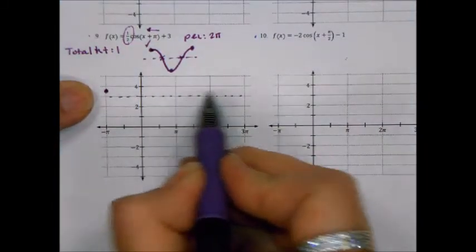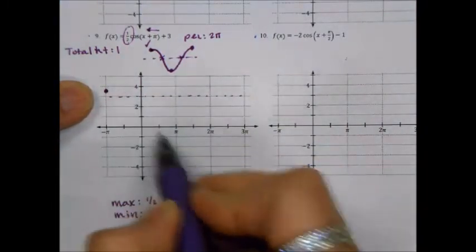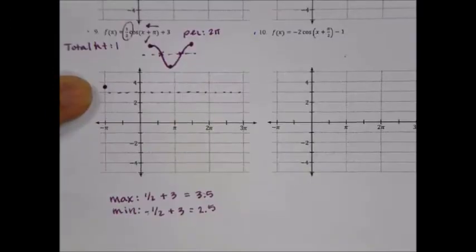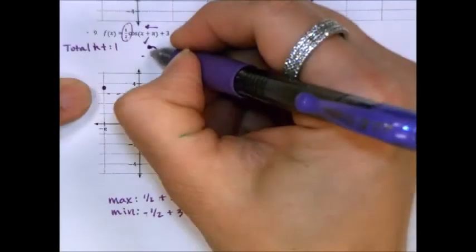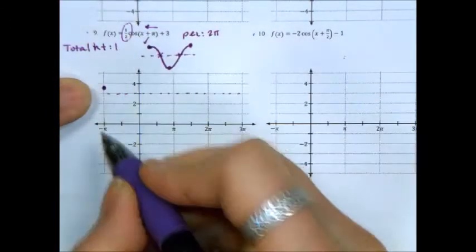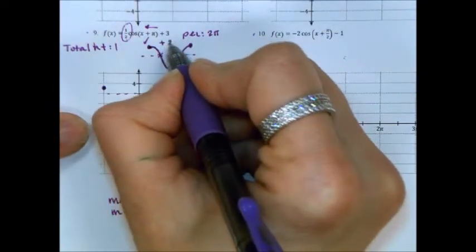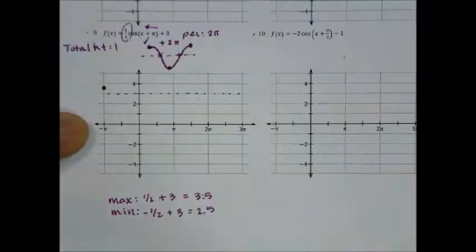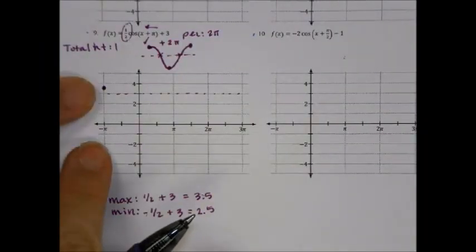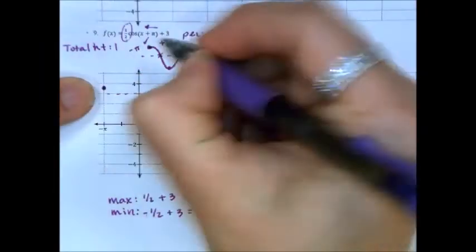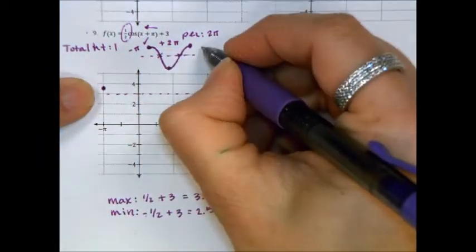So to find that, we take our start value. I'm starting over here at negative pi, and we want to add the period length. So add 2 pi to get to the end. So negative pi to start, add 2 pi, and we end up at pi. So by the time we get to pi, we're back here at our maximum 3.5.